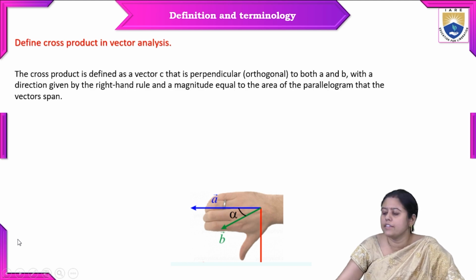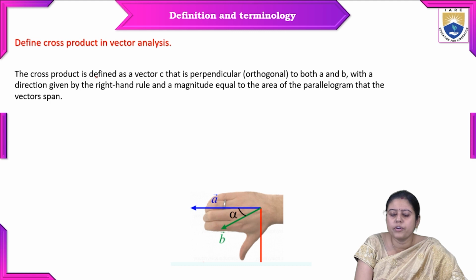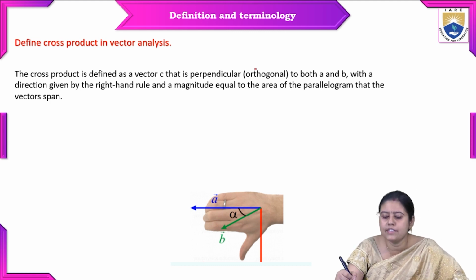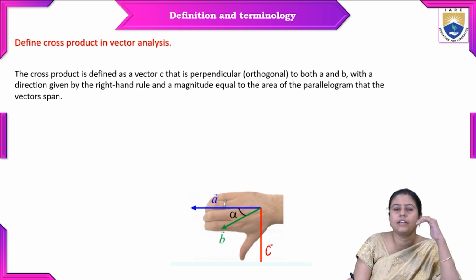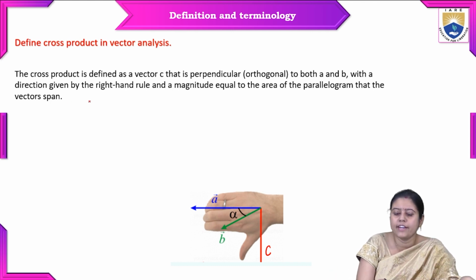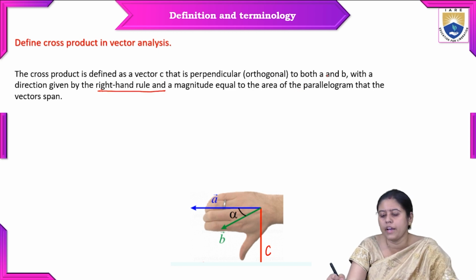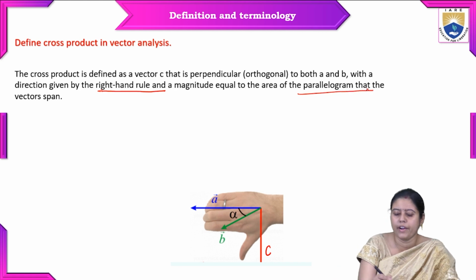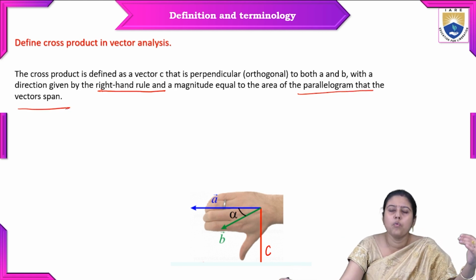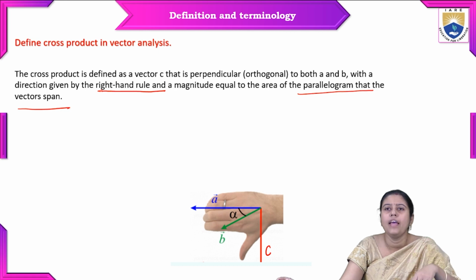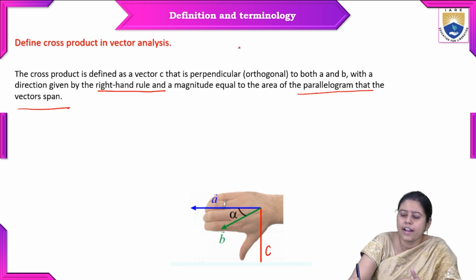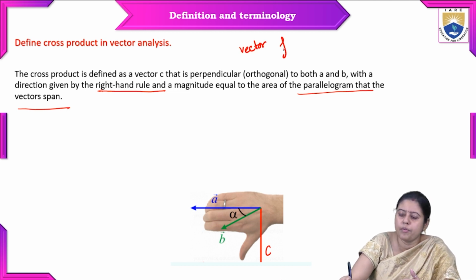Then another product is the cross product. The cross product is defined as a vector C that is perpendicular to both A and B. We have three vectors, A, B and C. C is the output, with a direction given by the right hand rule, and the magnitude is the area of the parallelogram spanned by the vectors. If we multiply two vectors this way, it is known as the vector product. Another name for the cross product is the vector product.